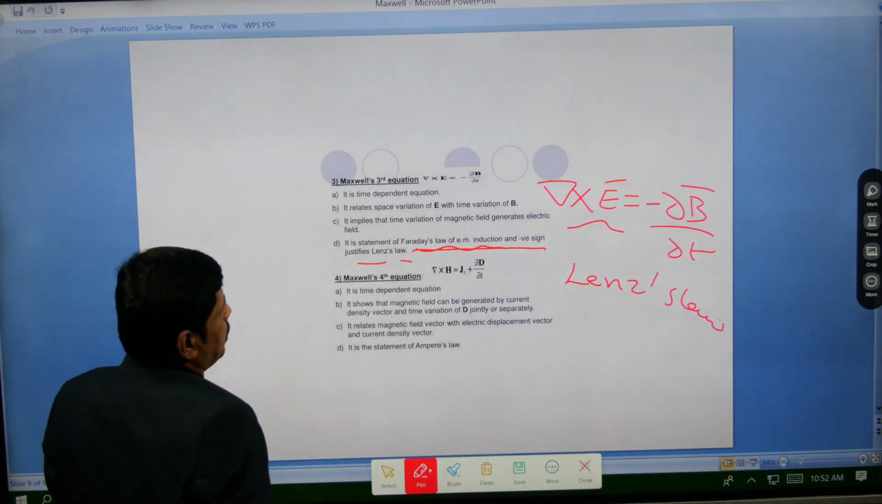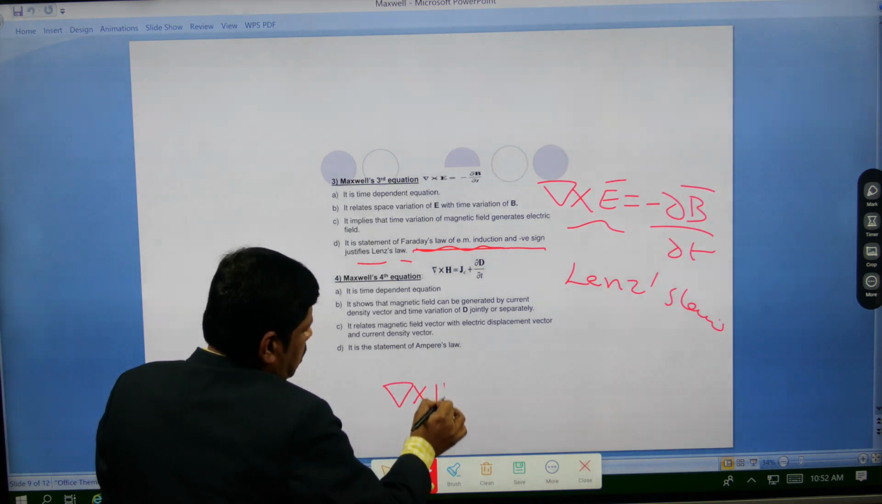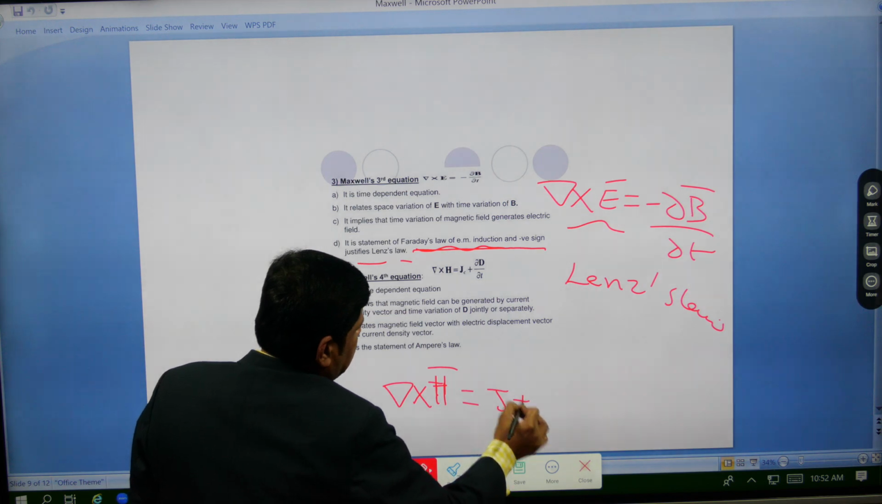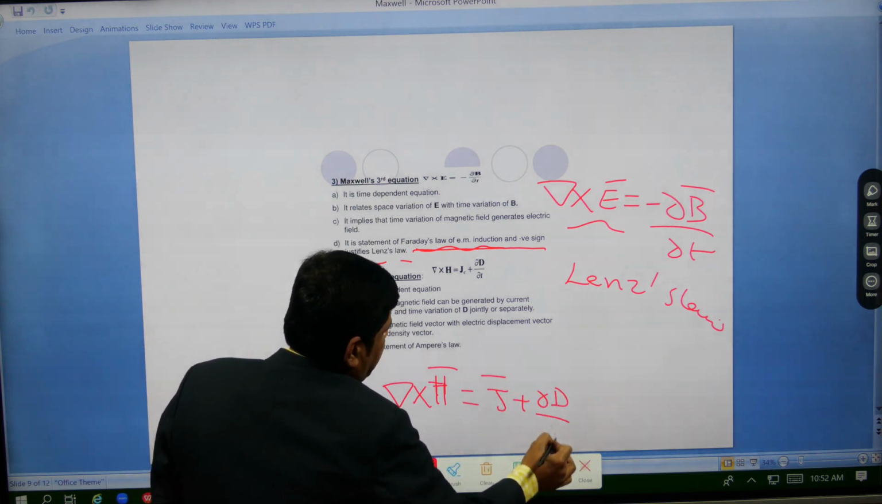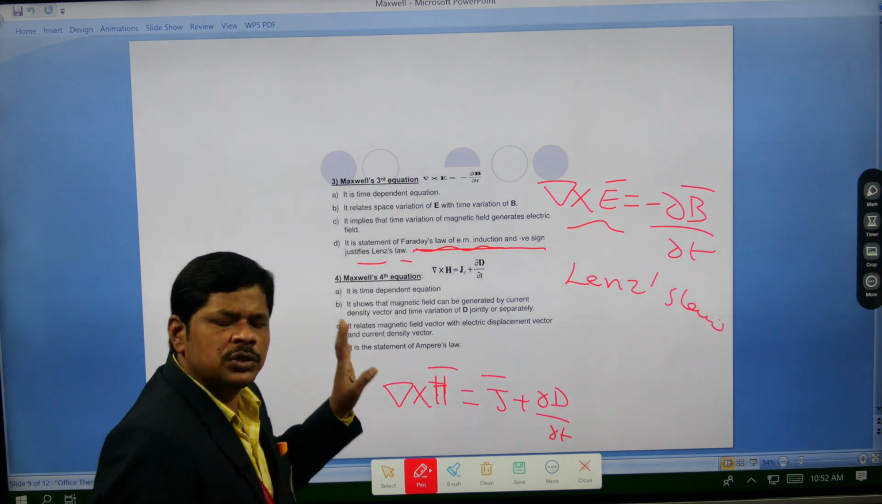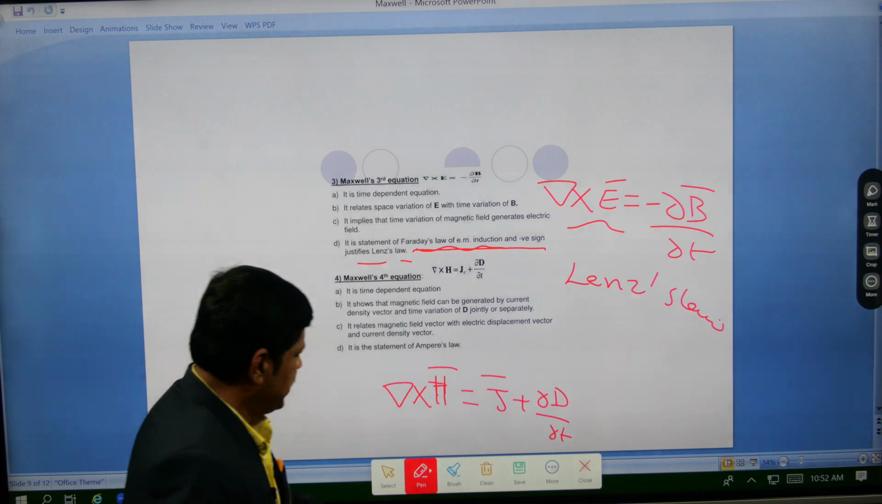The fourth equation is the Maxwell fourth equation. We already derived this equation before. Del curl H bar is equal to J plus dou D by dou T. So these are the four Maxwell equations which are very important for the propagation of electromagnetic signals in free space.